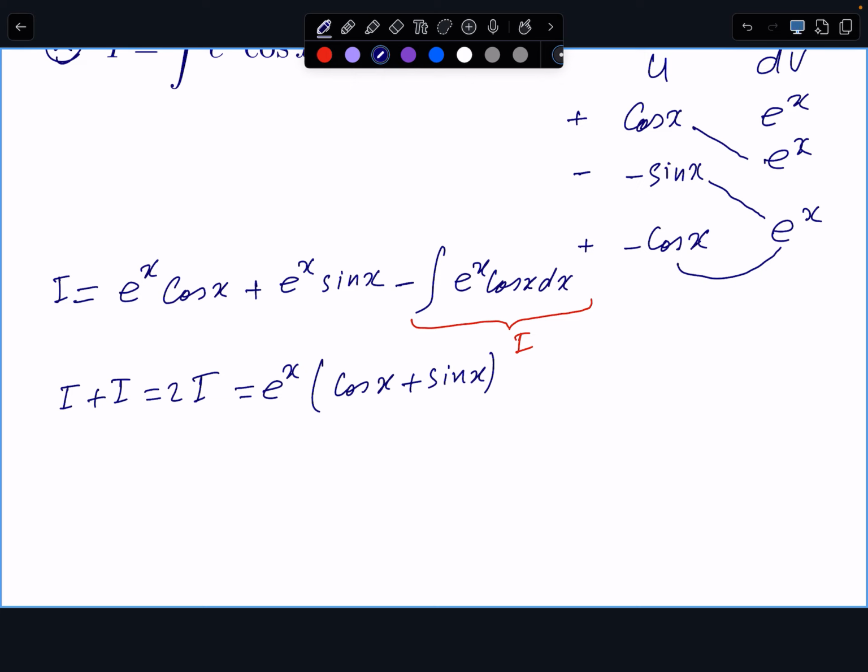Okay, and now what is I? I equals 1/2 e to the x times cosine x plus sine x, plus C. And that's it. Is that clear, guys?